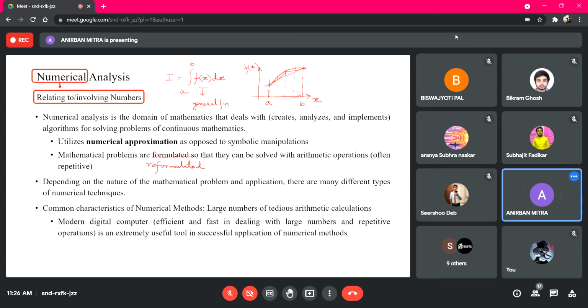Of course, in this particular course, we are going to learn about different numerical methods, and we'll also learn how to implement those numerical methods by creating algorithms and then subsequently creating C programs that can be run on computers.